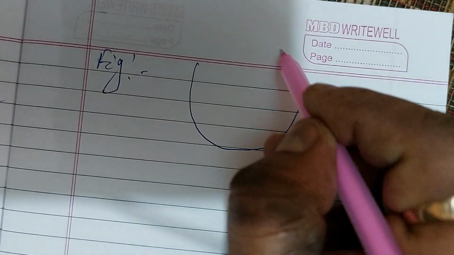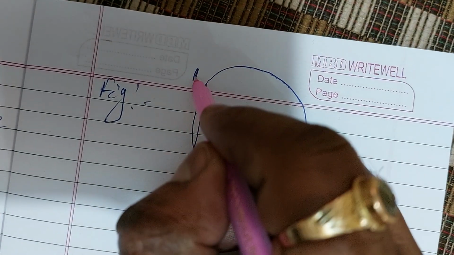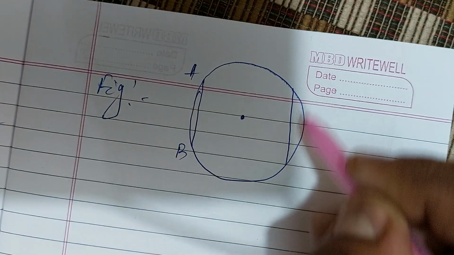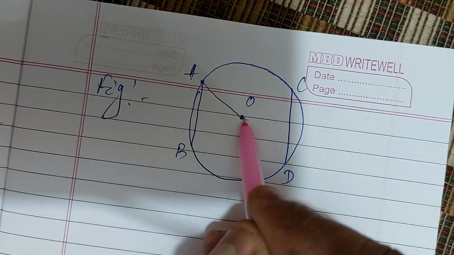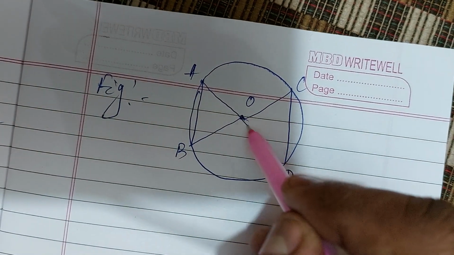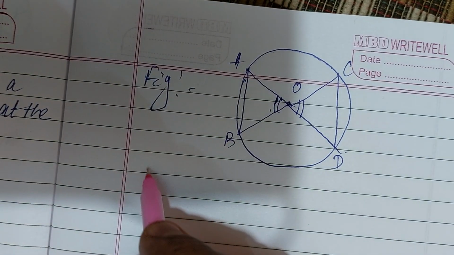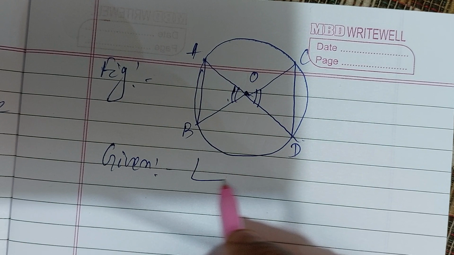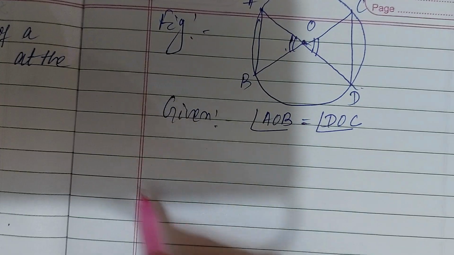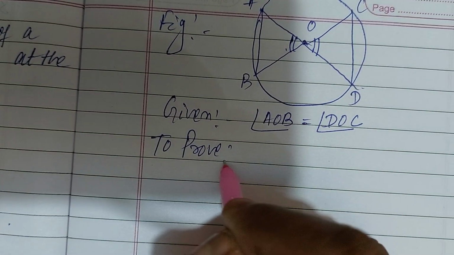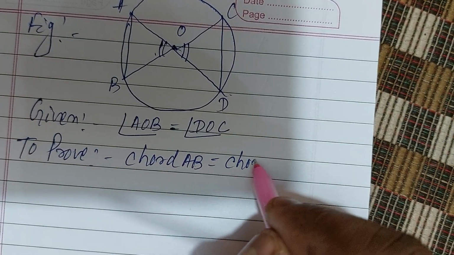first draw a figure here. This is the given circle with the center of the circle. Here are the two chords, chord AB and chord CD. They are not equal, but the angles subtended by them at the center are equal. So AOB and DOC are the angles subtended by these two chords at the center. So given that angle AOB is equal to angle DOC, this is given, and to prove, what do you prove? Chord AB is equal to chord CD.